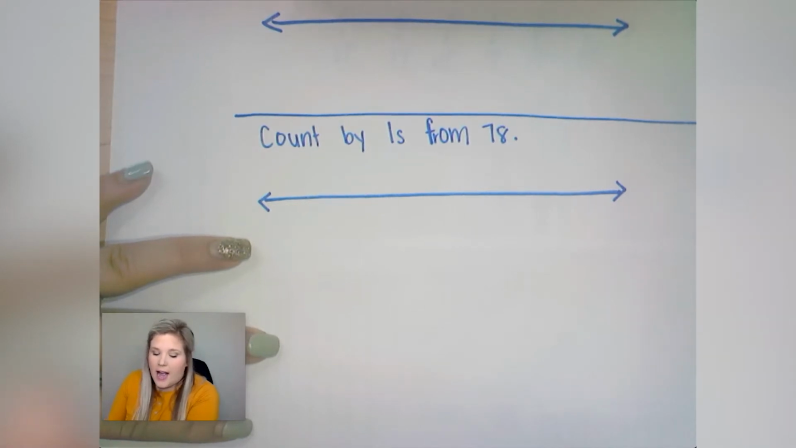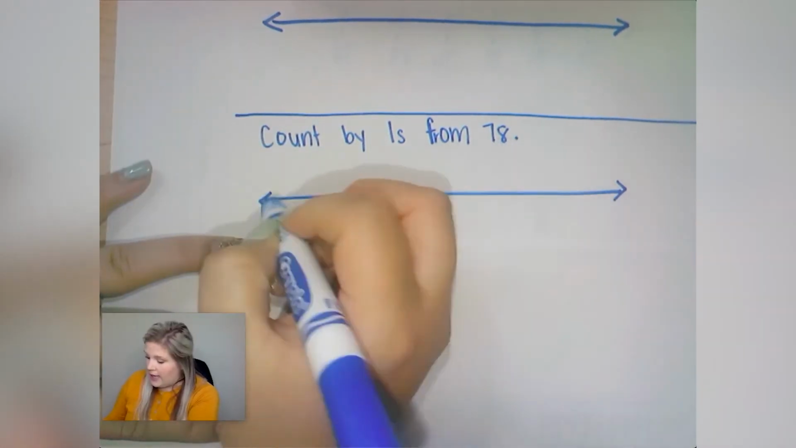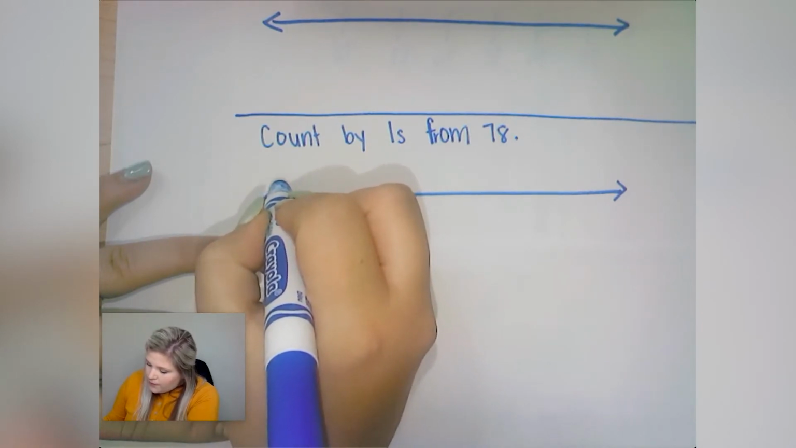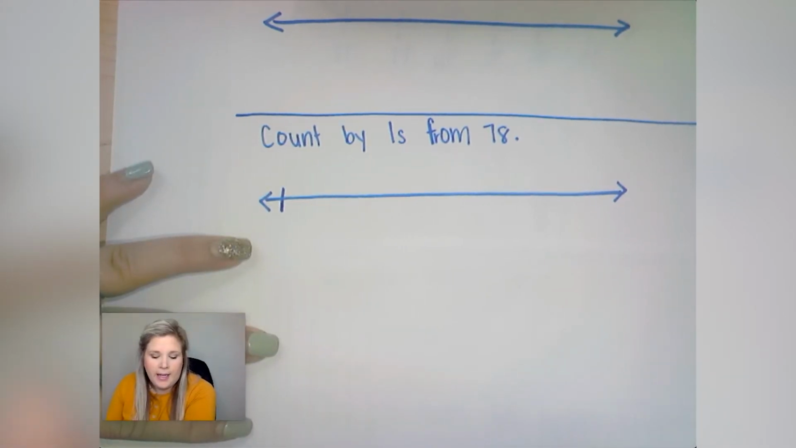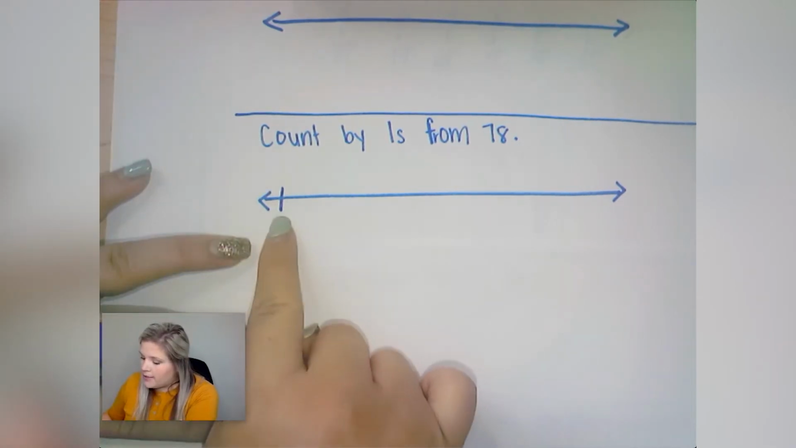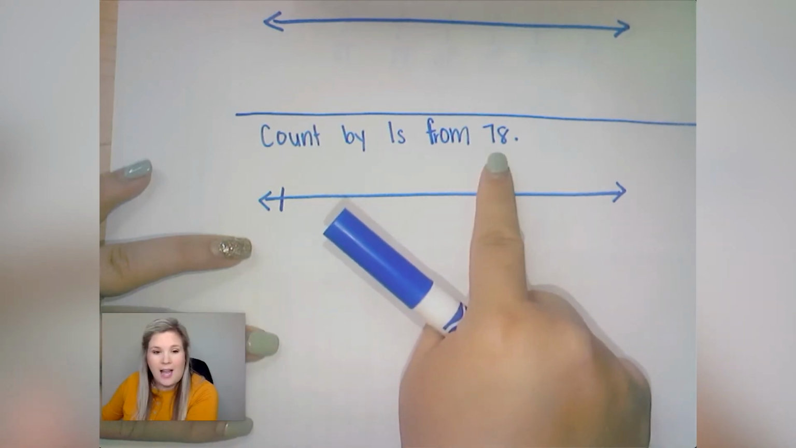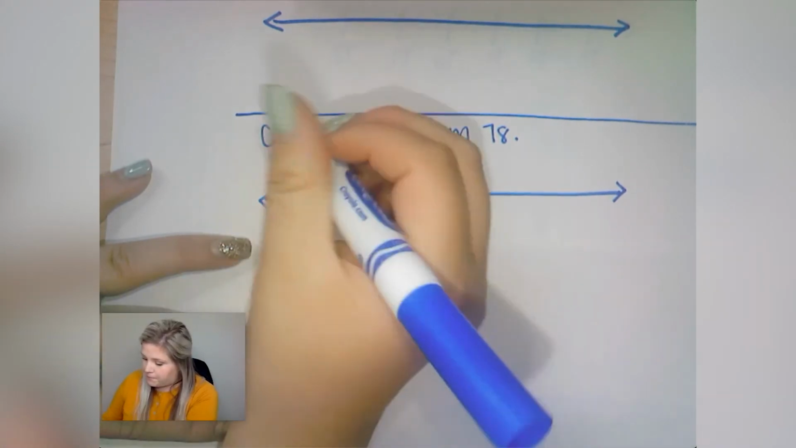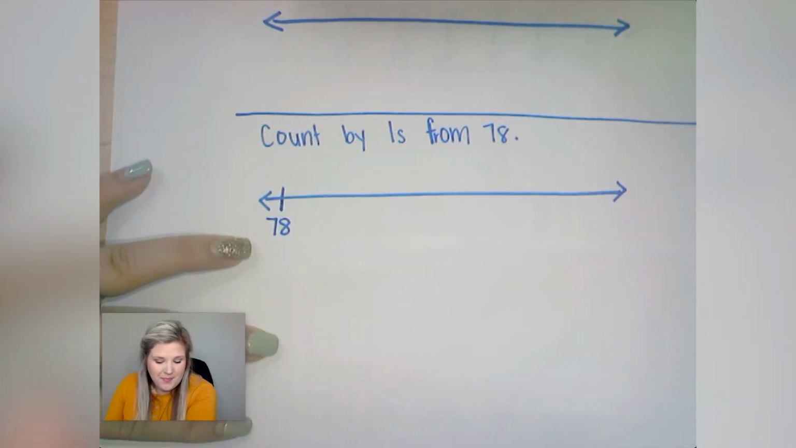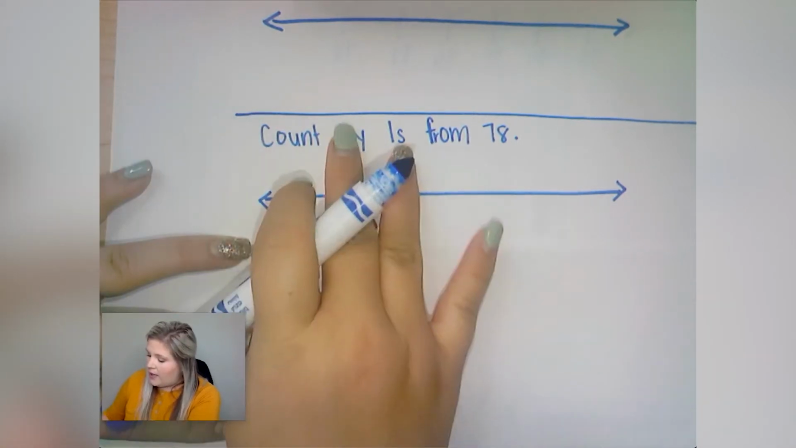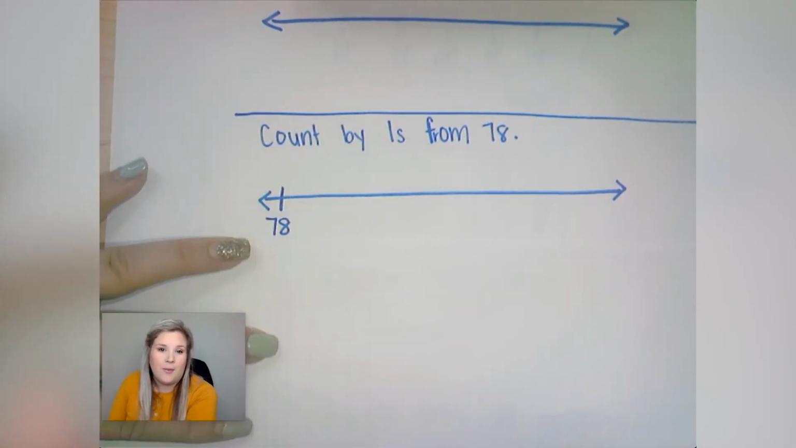Excellent. I'm going to start with the number 78. So I will draw a small line right there. We're going to call that line a counting mark because they are going to help us count by ones and tens today on these number lines. Next, I'm going to label this small line with the number 78 because that is where we are starting. I'm going to write my number below my number line, not above.